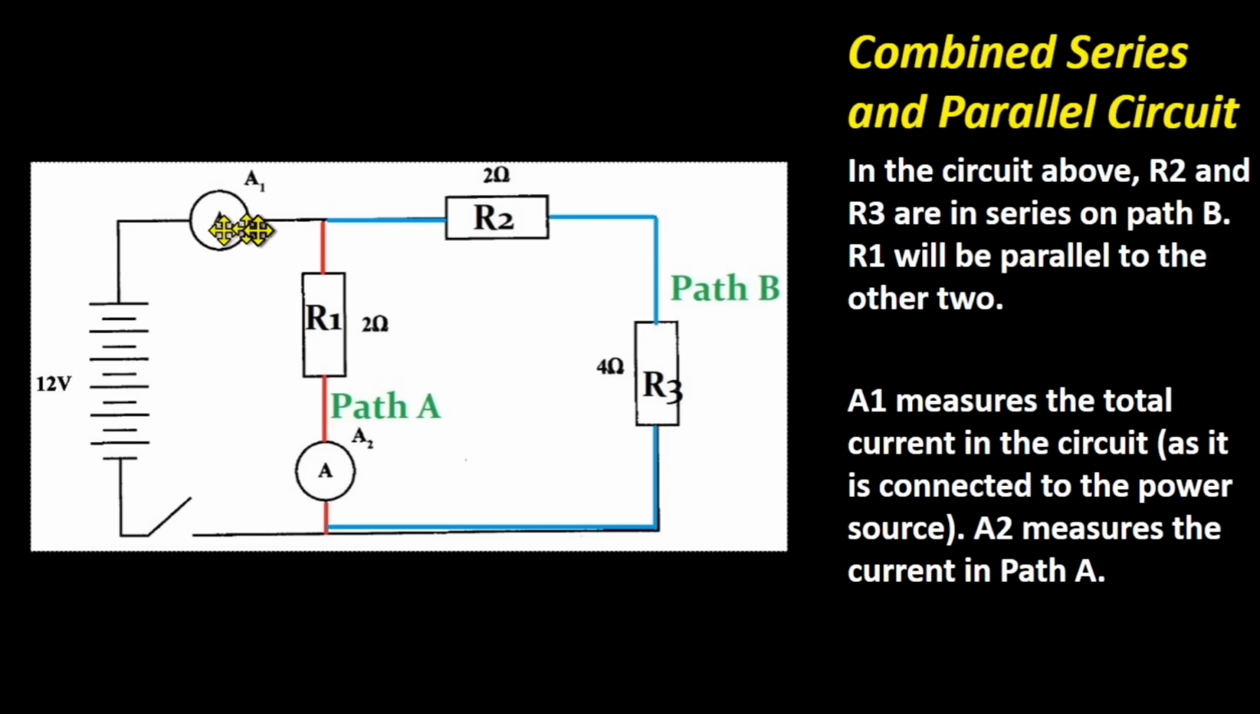Ammeter 1, what we are seeing here, is measuring the total current in the circuit as it is connected to the power source, whereas ammeter 2, what you're seeing here, is only measuring the current in part A.